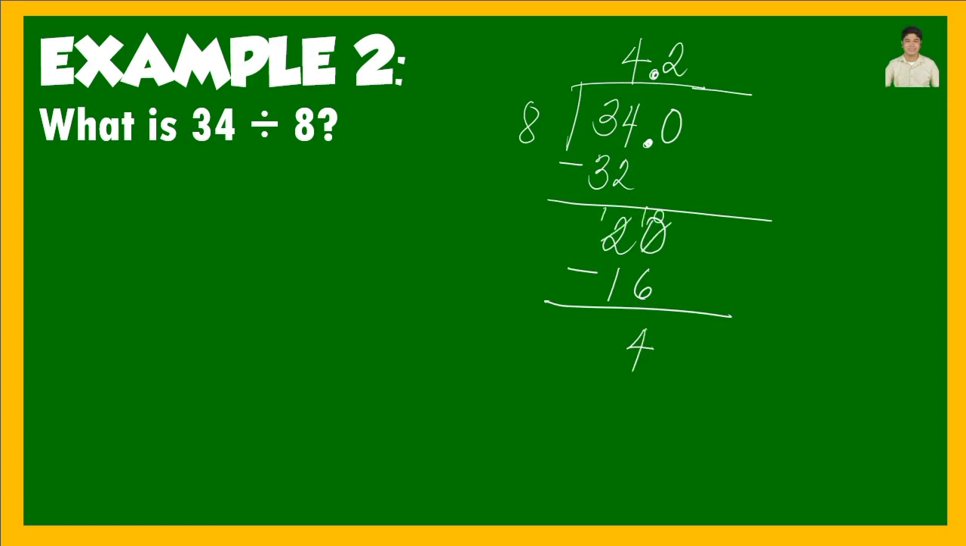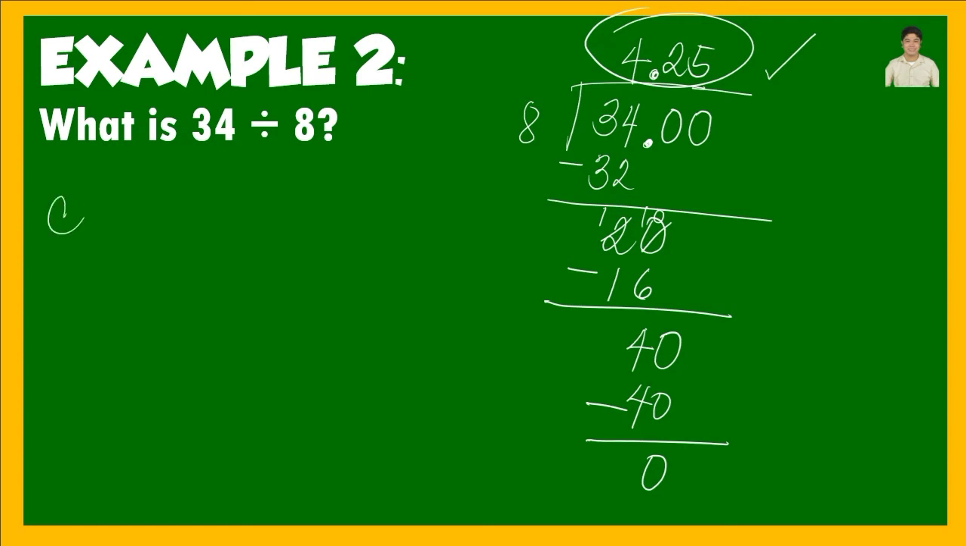Ito magiging 1. Kasi magbaborrow tayo. Next, another 0. 40 divided by 8, we have 5. 5 times 8, that is 40. 40 minus 40, 0. So, yung nakuha po nating sagot is 4 and 25 hundredths.